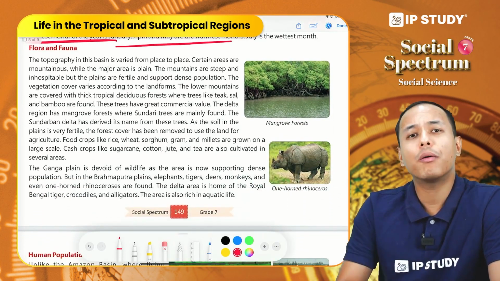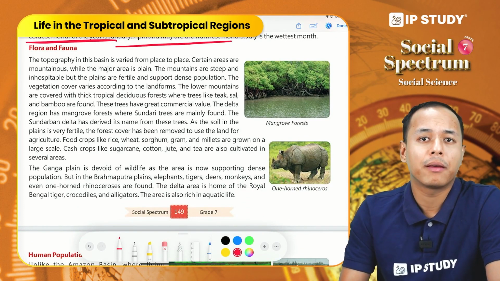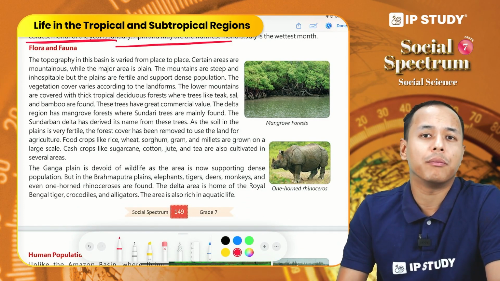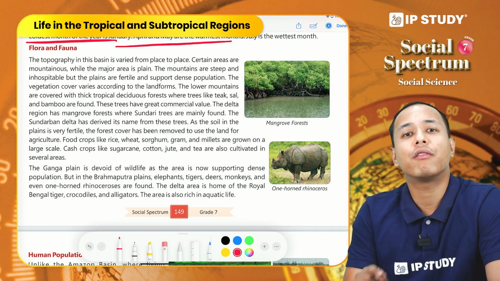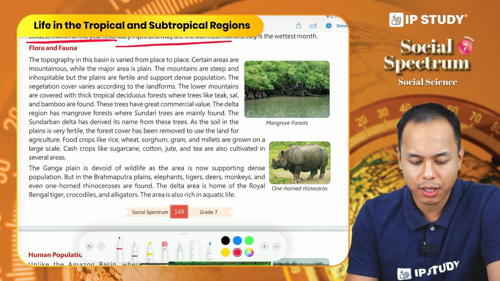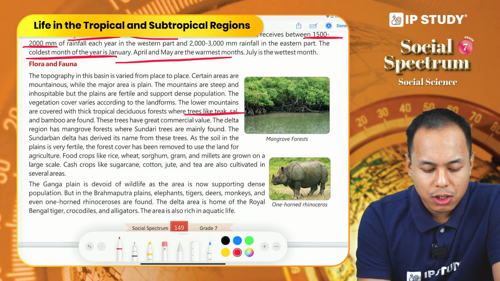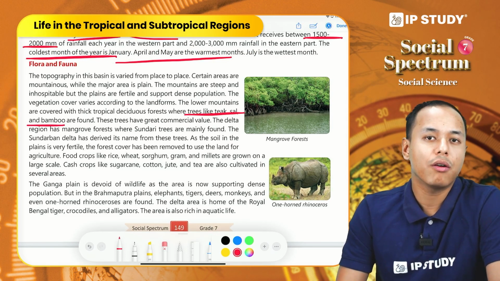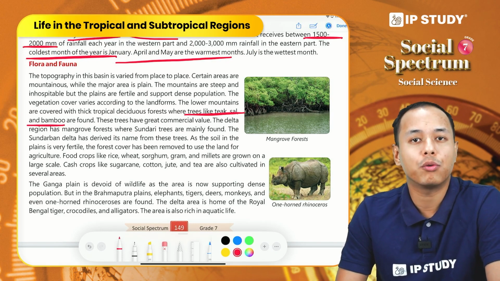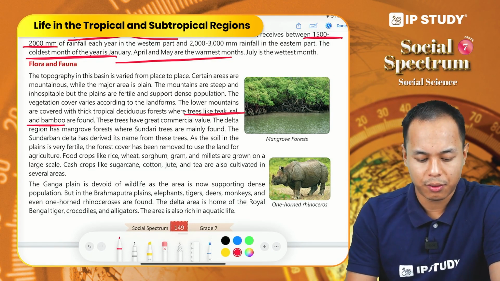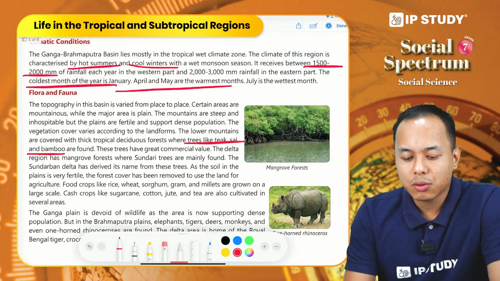When we talk about the flora of this region, in the southern portion or the foothills of the Himalayan region, we find deciduous forest. Trees like teak, sal and bamboo are mostly found in this lower portion of the mountainous region of the Ganga-Brahmaputra Basin.